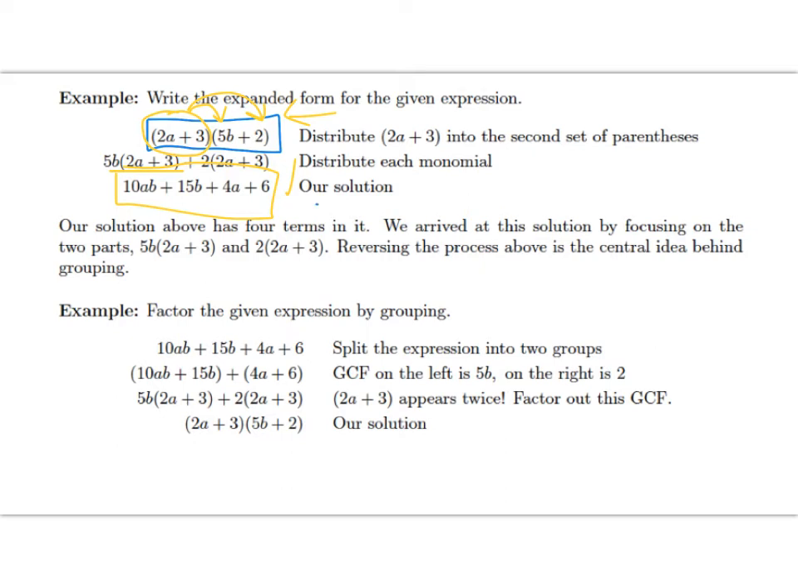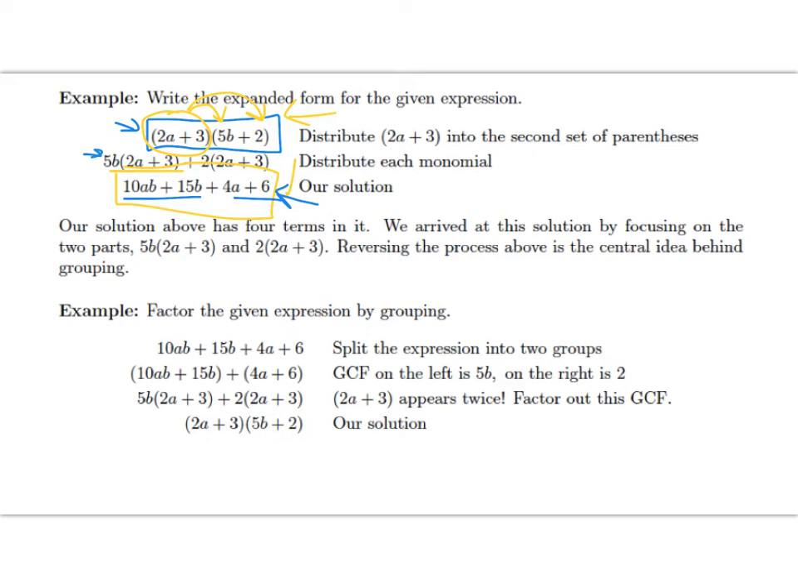So normally, the question will look like 10ab plus 15a plus 15b plus 4a plus 6, and we will find the greatest common factor of the first two terms and the second two terms. That'll bring us here, and then we will write out our final answer like so. So the reverse of the example is what we're going to do quite a lot.